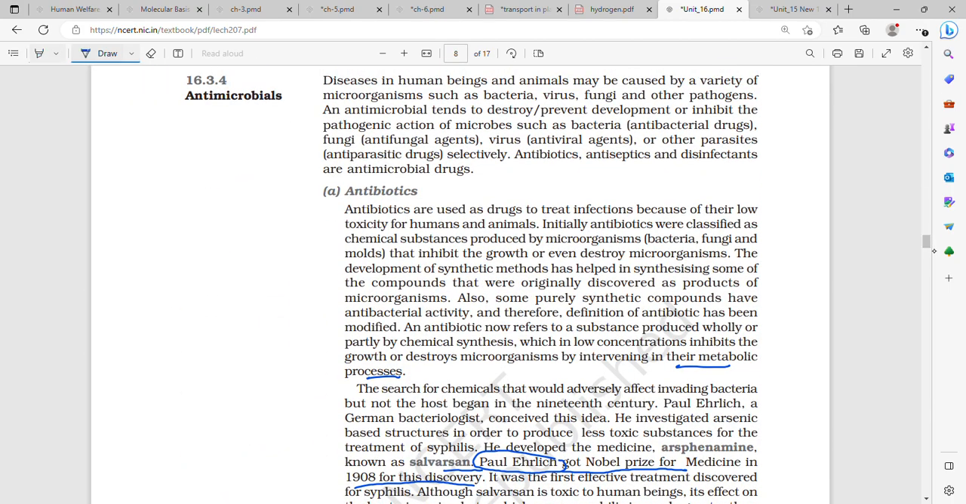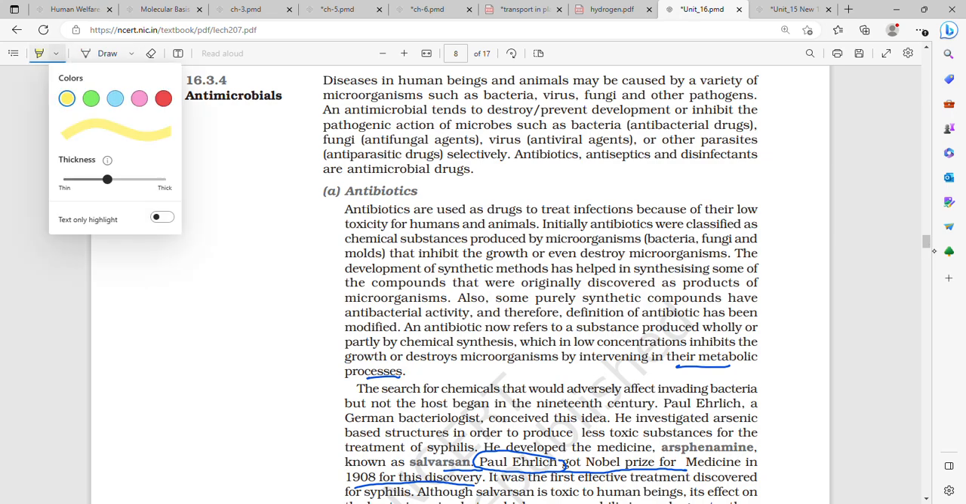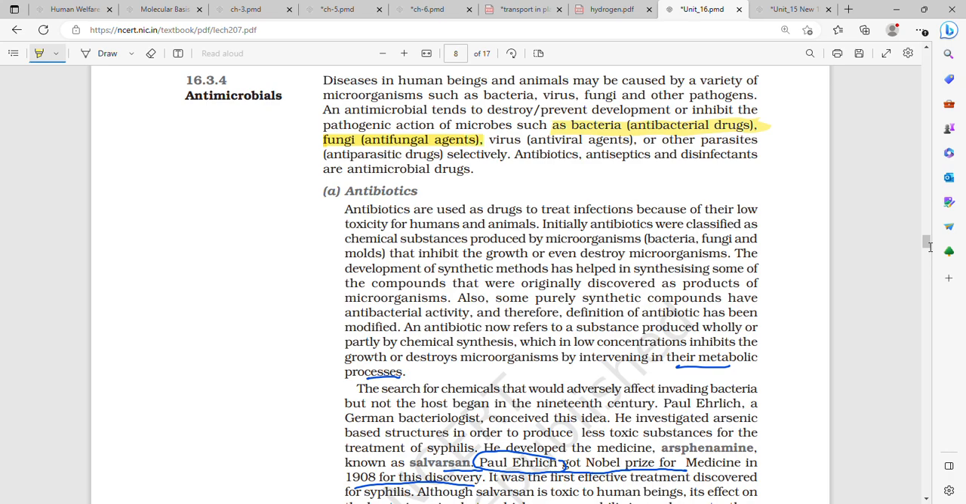Then antimicrobial. Diseases in human beings and animals may be caused by a variety of microorganisms such as bacteria, virus, fungi and other pathogens. And antimicrobial, what does it do? It tends to destroy or prevent development or inhibit the pathogenic action of microbes such as bacteria, that is antibacterial drugs, fungi, antifungal drugs, virus, antiviral drugs or other parasitic, antiparasitic drugs selectively. That is what an antimicrobial basically does. So antibiotics, antiseptics and disinfectants, they are all antimicrobial drugs.